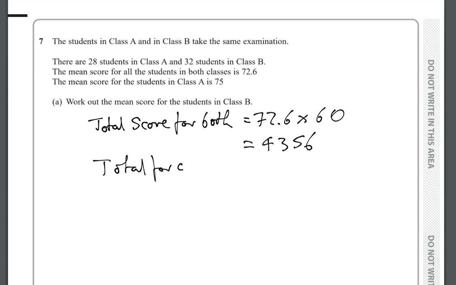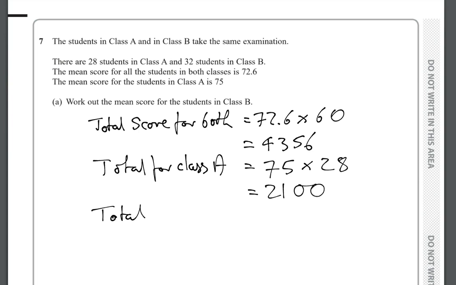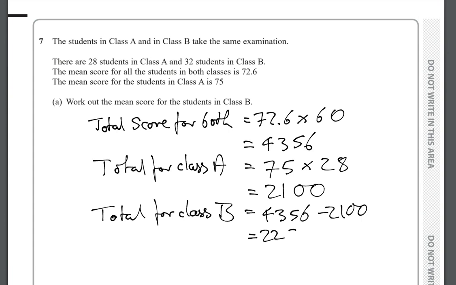And we can work out the total for A as well. Total for Class A. Well, they've got a mean of 75. They've got 28 students. 75 times 28. So now we've got the totals for both. Well, now we think, okay, we can get the total for Class B. Well, that's what it was in total, minus the total for Class A. Which is 2256.